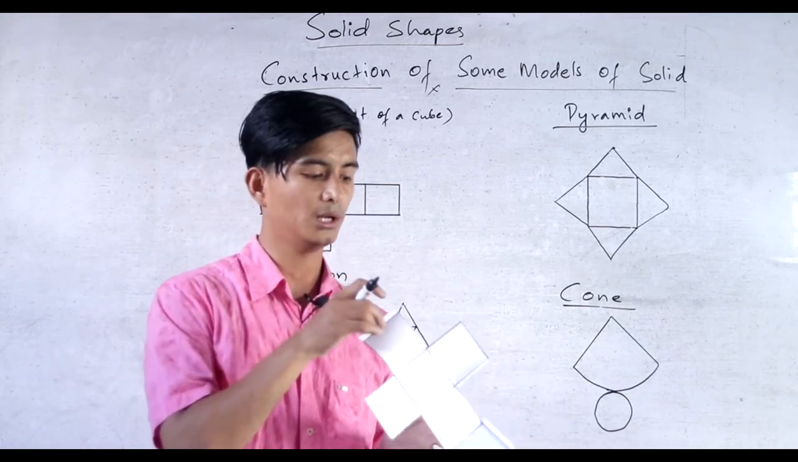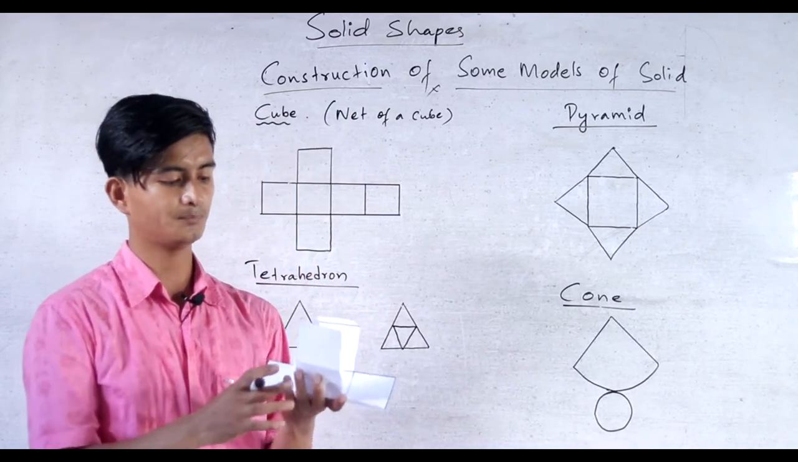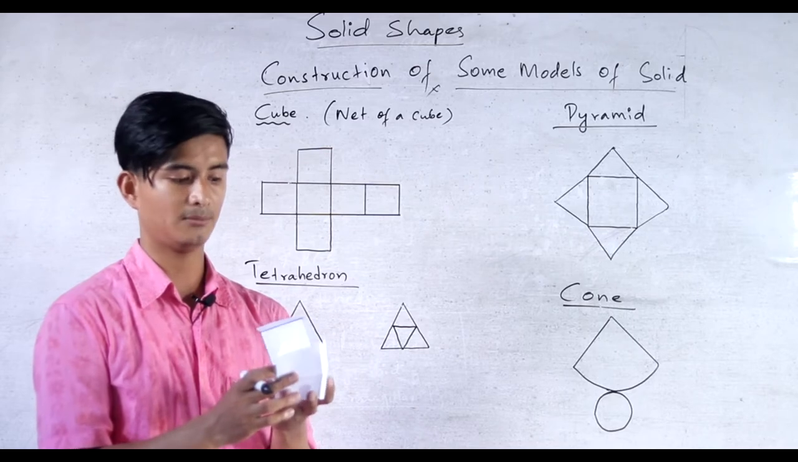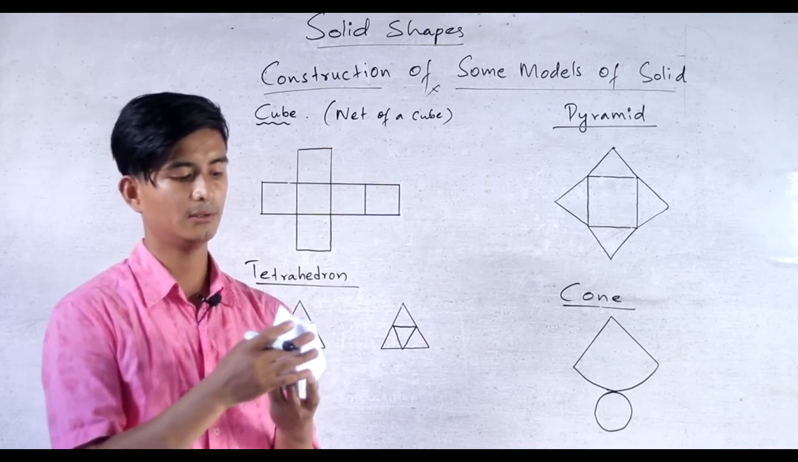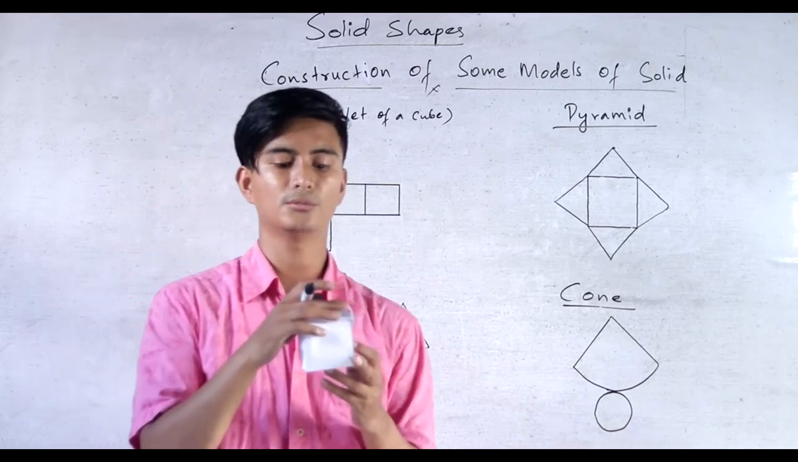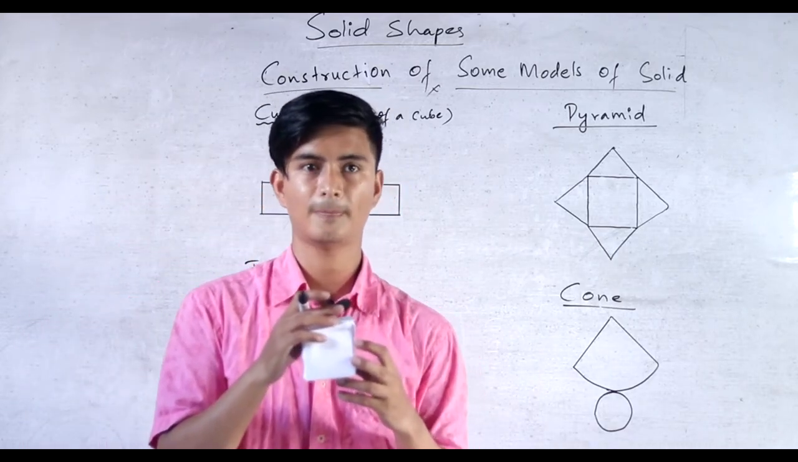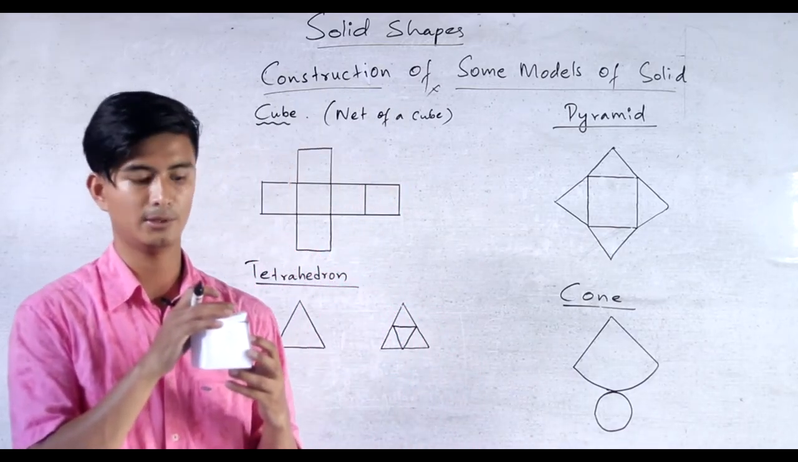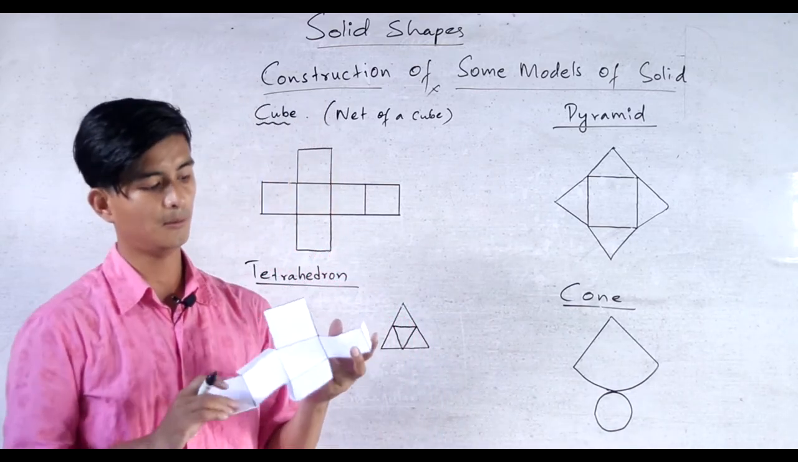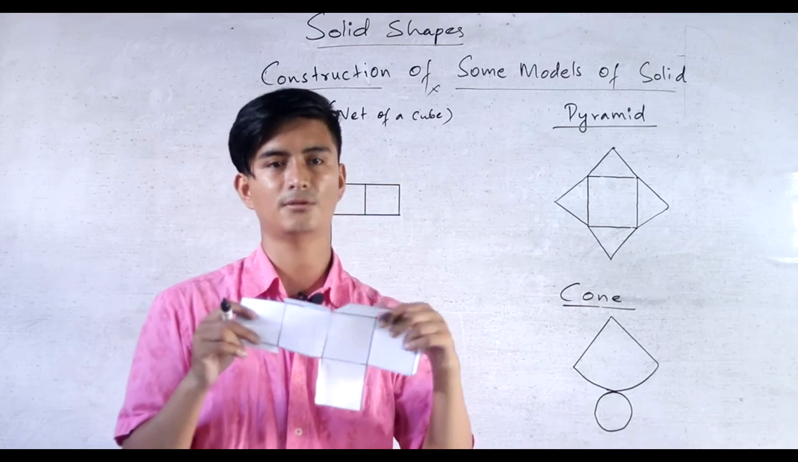And when you join all these net figures, you will get a solid shape. What will you get? You'll get a solid shape which is a cube. This is a cube. This is a model of a cube. When I join all this paper surface, you will get a cube. When I open this one, you'll get just a plain surface.